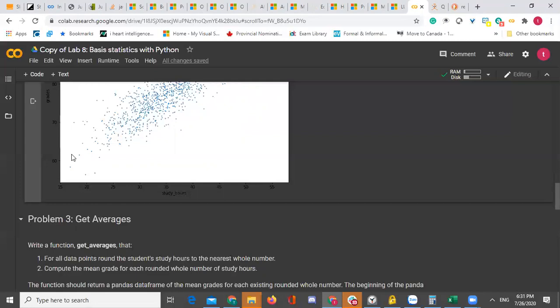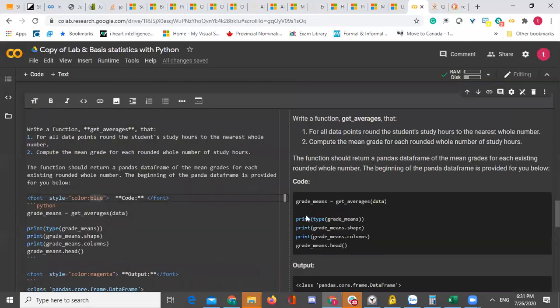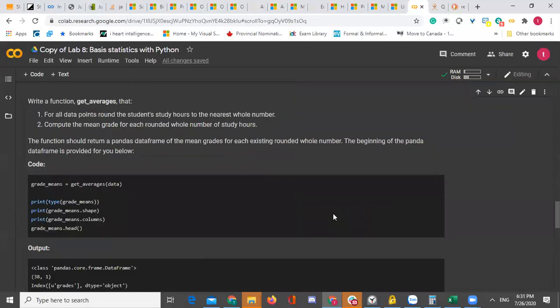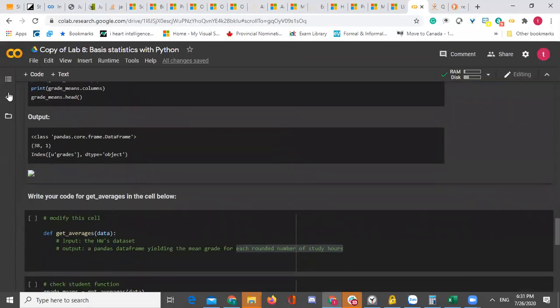Okay, round student hours to the nearest whole number. So I need to round all of the study hours first. Oh, okay. Oh, this is the text block. Okay, I see. So first, let me explore the data to see what I am working with.